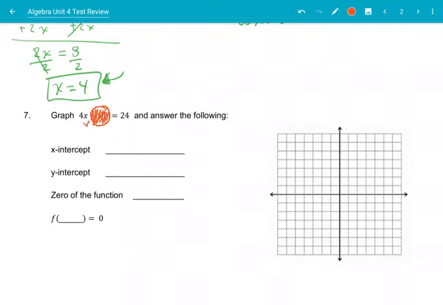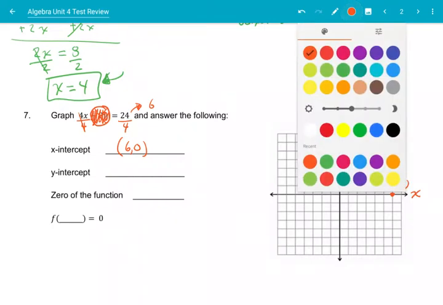4x equals 24. Divide by 4. So this goes to 6. So that is 6, 0. So I'll go to the x-axis. 1, 2, 3, 4, 5, 6. Right there, 6, 0. And then the y-intercept.